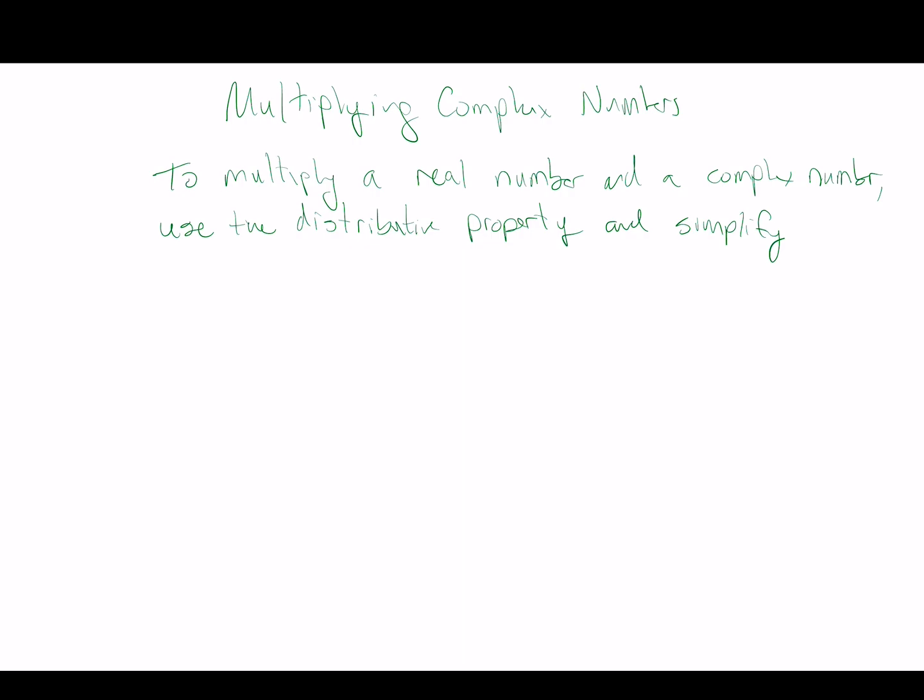Before we start multiplying complex numbers by complex numbers, let's first discuss multiplying a real number and a complex number. If we multiply a real number by a complex number, all we have to do is use the distributive property and simplify. So let's consider an example. Let's find the product of 1/2 times 5 minus 2i.